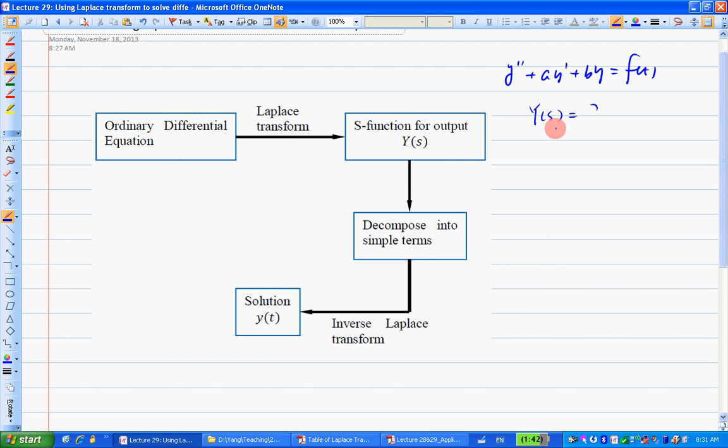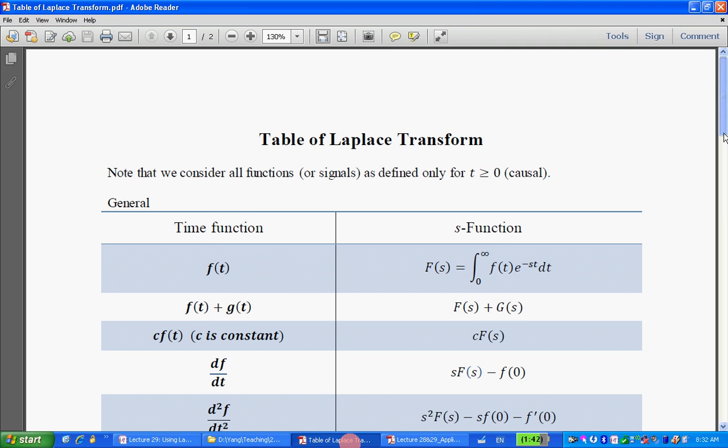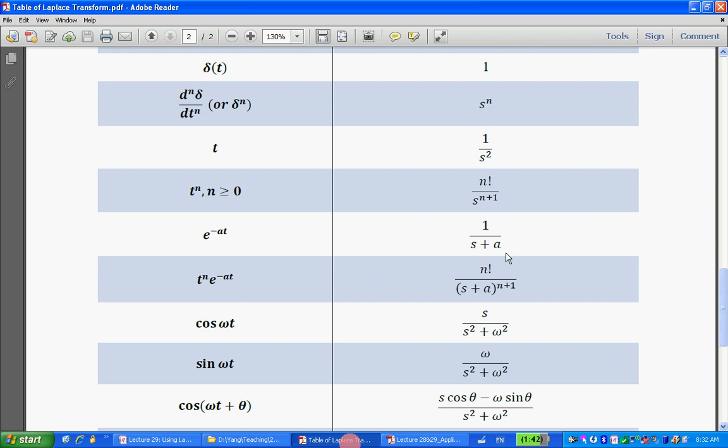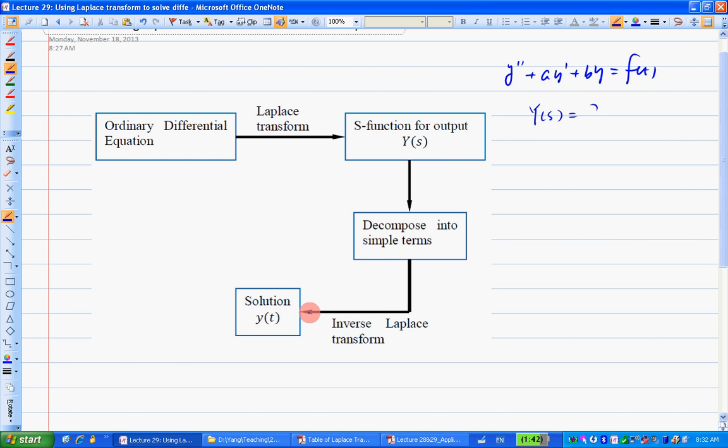Okay? So the next step is to decompose this Y of s into the simplest form or simplest items that you can get from the table that I gave you, basically this table here. So you break it down to this simple format here. And then use this table to find its inverse Laplace transform, which is y of t. So that's basically the idea here. So we're talking about how we decompose this Y of s, basically this portion here. And this portion here is just looking up the table.